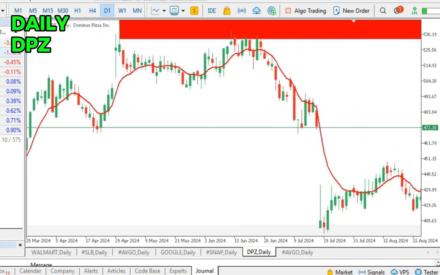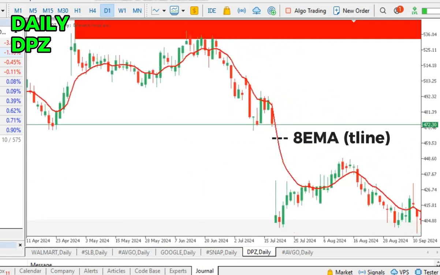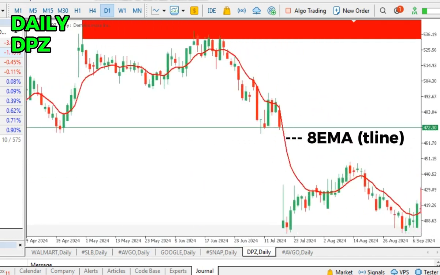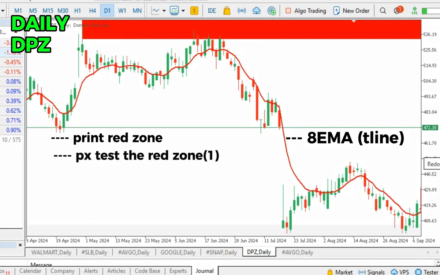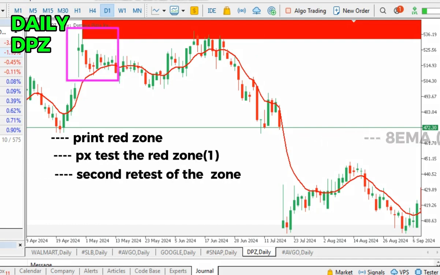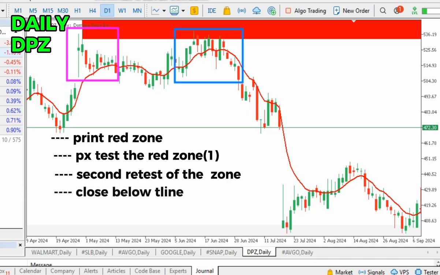So for us to take our first sell trade, a few conditions have to be met. The first condition is we wait for the Megatron to print for us our red zone, which happened right here. Then we wait for prices to test this zone the first time, which happened right here. The third condition is we wait for prices to retest the Megatron the second time, which happened right here. The last condition is we wait for prices to close below the T-line, forming a candlestick sell signal.